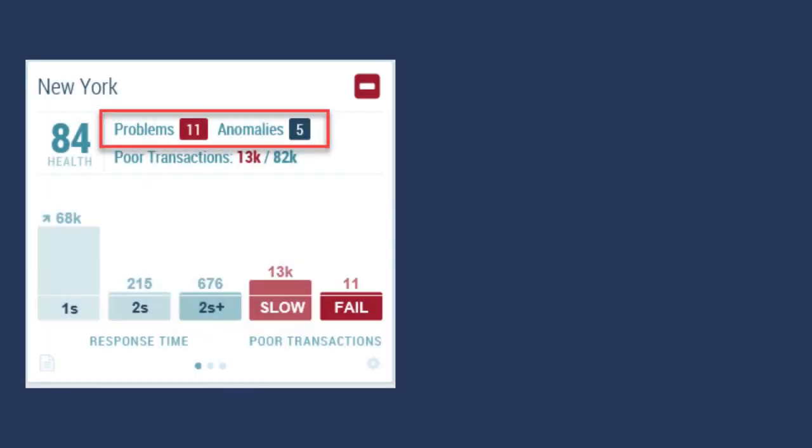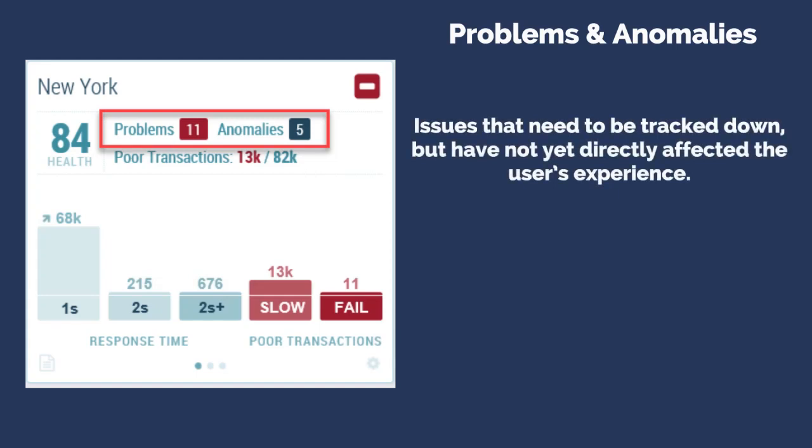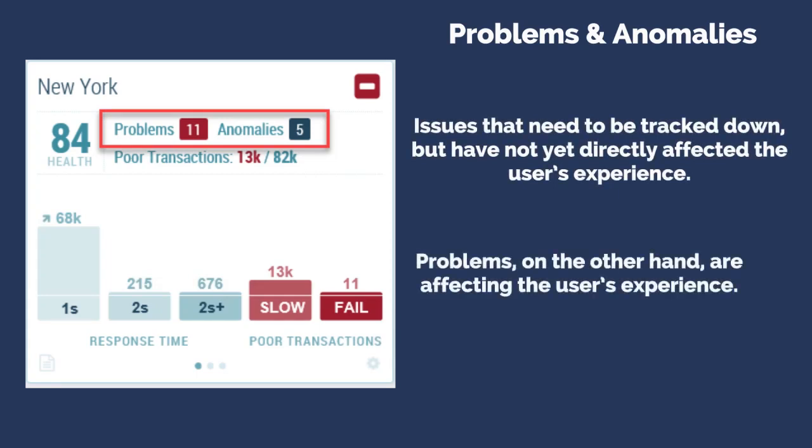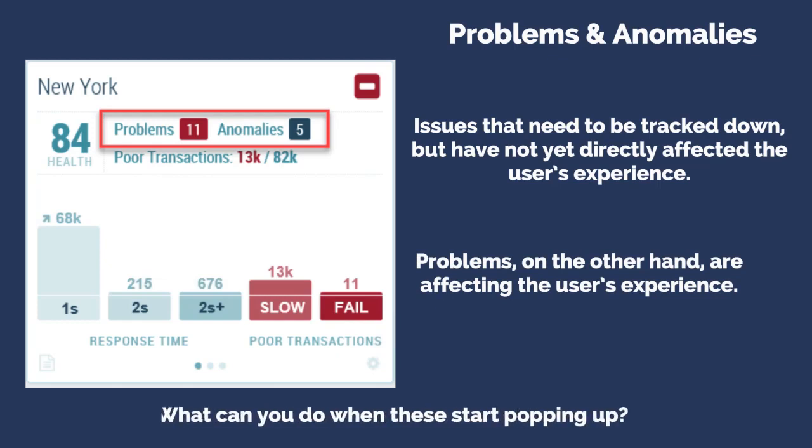With assisted triage, we say that the inputs are experiences, and the outputs are problems and anomalies. Remember that anomalies are issues that need to be tracked down, but have not yet directly affected the user's experience. Problems, on the other hand, are affecting the user's experience. What can you do when these start popping up?